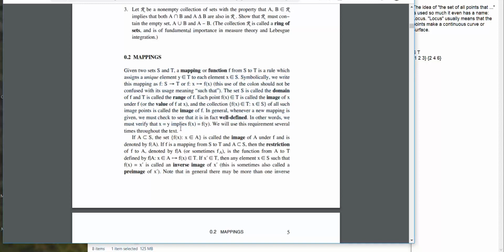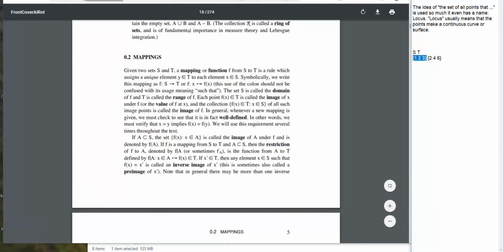Now, to put this simply, assuming you have two sets here, S and T, mapping is about connecting or assigning each element that belongs to S to elements that belong to T. The mapping is generally denoted by this notation, S is mapped to T, or a function where x goes to f of x. S is called the domain of f, and T is called the range of f.